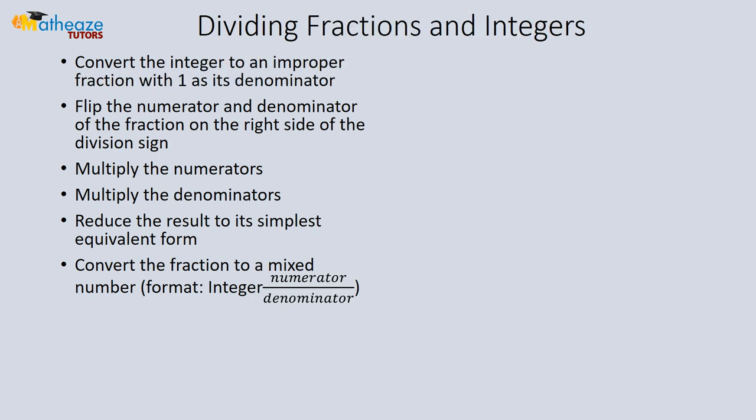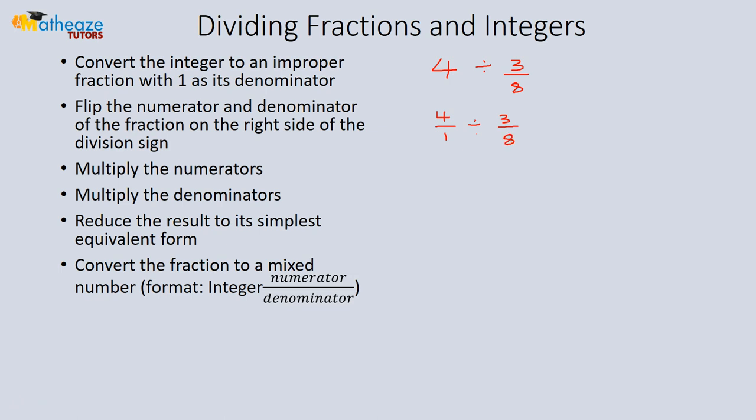Next, we will divide fractions and integers. The first thing we want to do is, let's start with an example. Let's say 4 divided by 3 over 8. Okay? The first thing we're going to do is convert the integer to an improper fraction that has a denominator of 1. So all that means is we're going to say 4 over 1, and then we divide by 3 over 8.